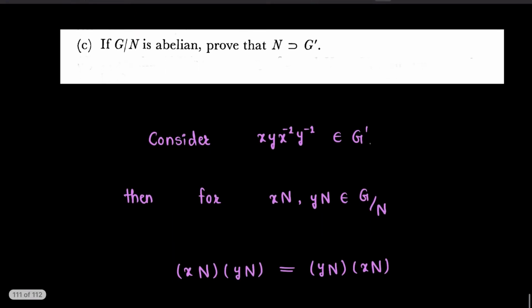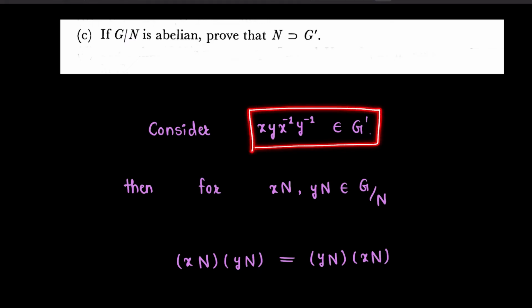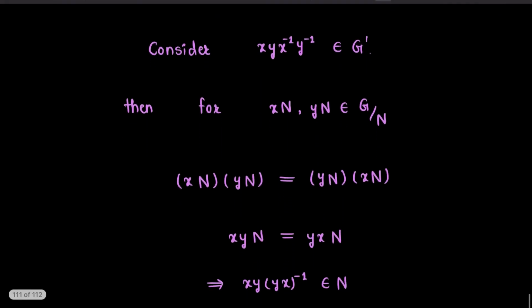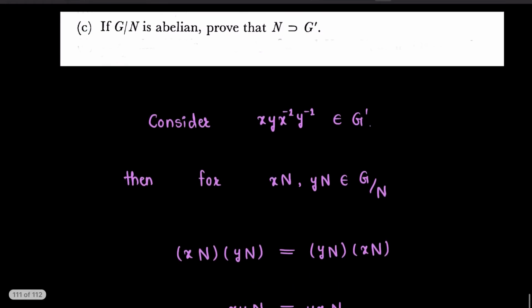So next, part C is: if the quotient group G over N is abelian, then we have to prove that G dash is a subset of the normal subgroup N. So for this, consider an element xyx inverse y inverse in G dash. Then for any two cosets xN and yN in the quotient group G over N, we have xN yN is equal to yN xN because we know that this quotient group is abelian.